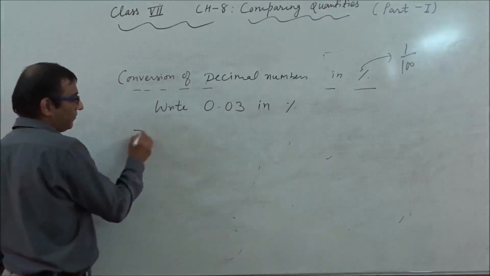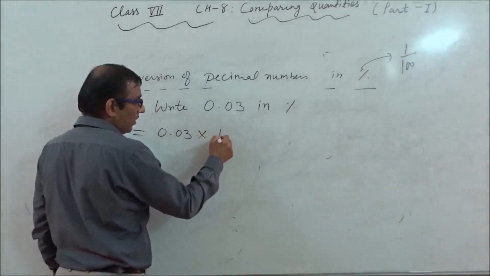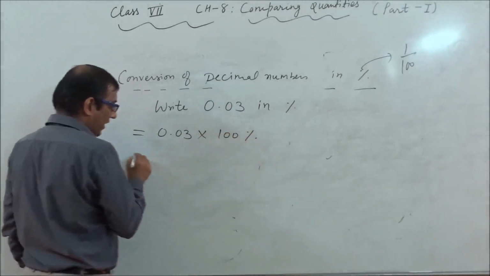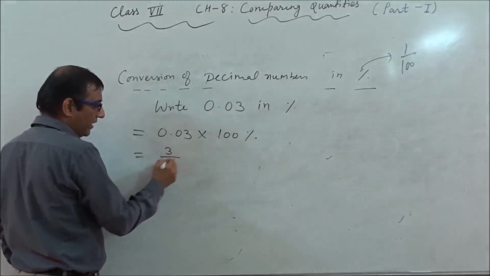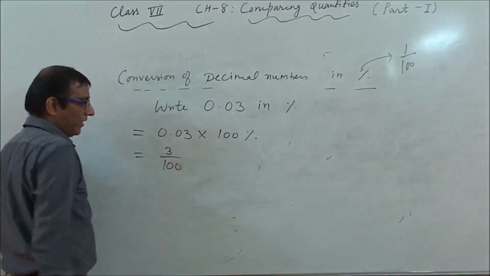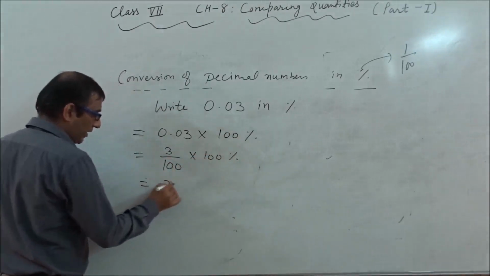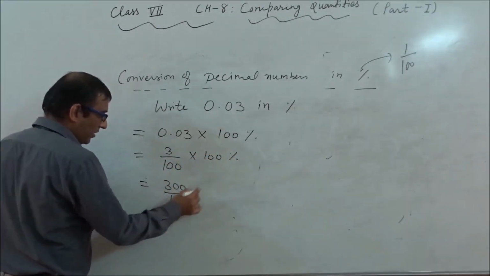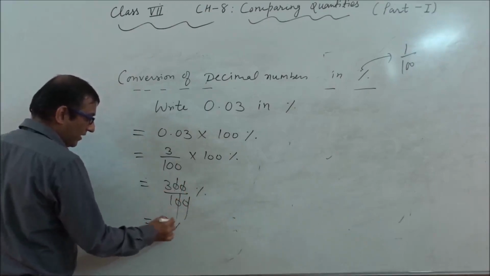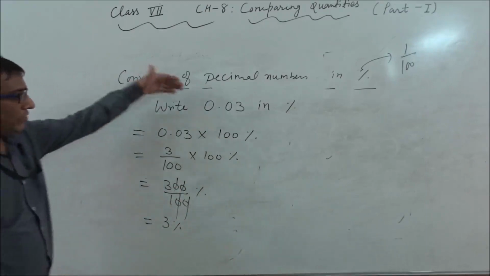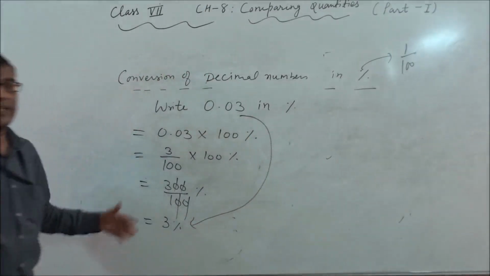We can say 0.03 into 100%, and it can be written as, when we solve it, when we remove the decimal, what we will get: 3 upon 100 into 100%. So it becomes 300 upon 100 percentage, and then we cancel it. What we will get? We will get 3%. It means 0.03, this is the decimal number, can be written as 3%.